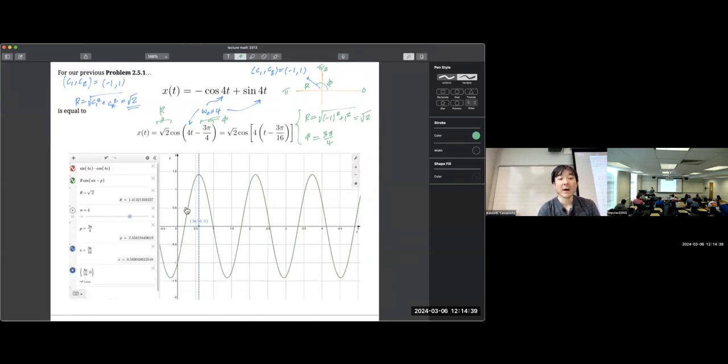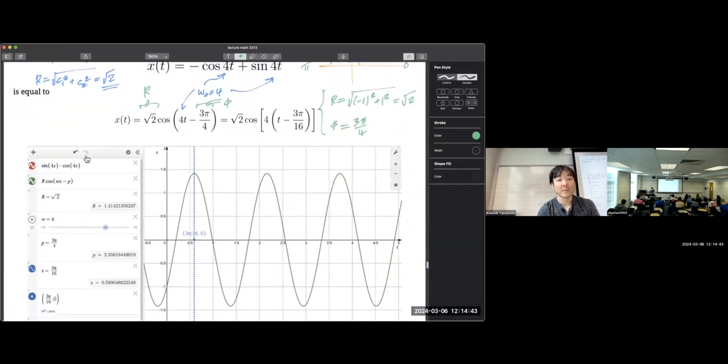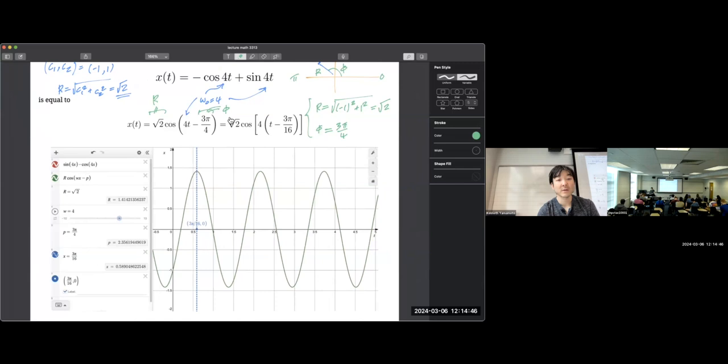And to convince you, I graphed it in Desmos. The original graph is sine of 4x minus cosine of 4x. It's basically this in a different order, but it's the same. I plotted that in red, and then I plotted in green r cosine of wx minus p. W is my omega naught, and p is my phi, the phase angle. I made r equal square root of 2, like we computed, w equal 4, and p equal 3 pi over 4.